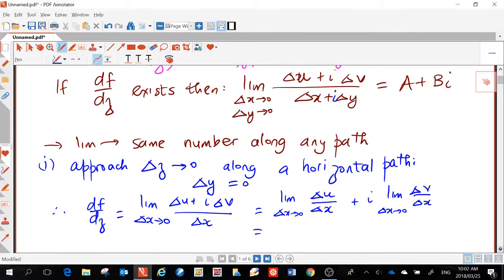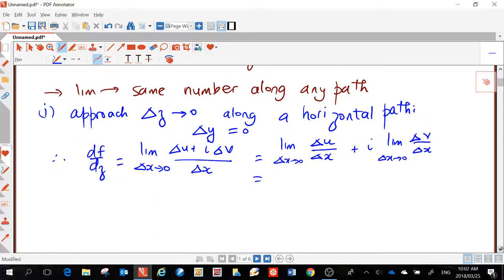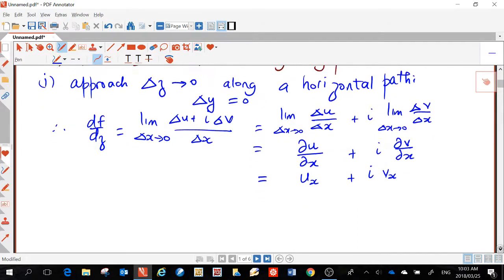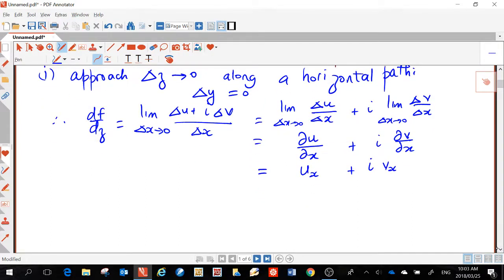So this first part, the limit of delta u over delta x, you recognize to be the partial derivative, del u del x, plus i, the limit of delta v over delta x, which is the partial derivative of v with respect to x. Or if you want, you may use the short form u_x plus i v_x. So that is the derivative along the path where delta y is equal to 0, in other words, along a horizontal path.